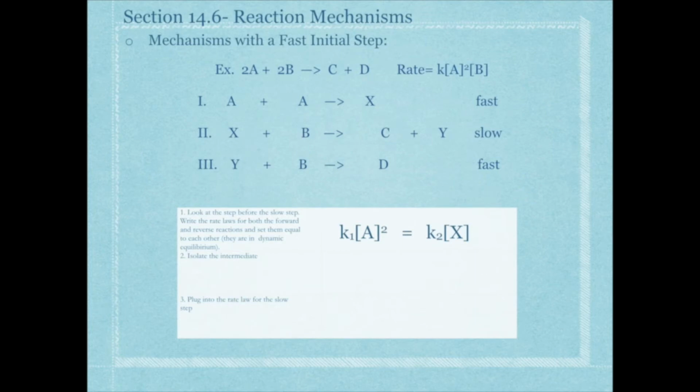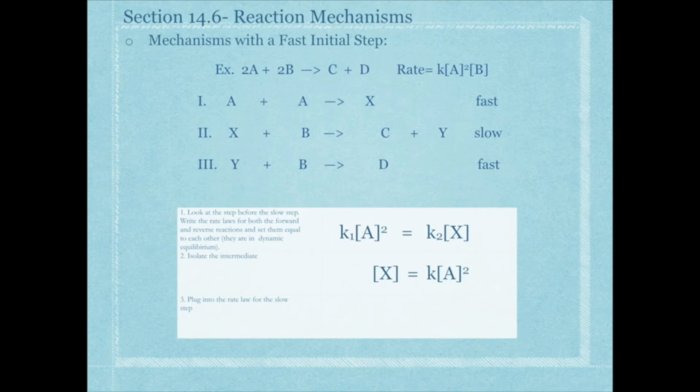Now, I can isolate my intermediate, and the way I can do that is simply dividing both sides by k2. So what you would have would be k1 divided by k2 times the concentration of A squared. Well, here's a cool thing. Since I don't actually know my rate constant yet, I can simply say k1 divided by k2 is just k. And so what I get is that the concentration of X equals k times the concentration of A squared.